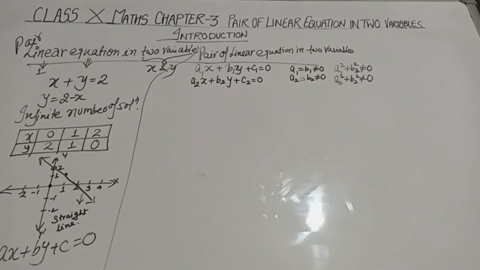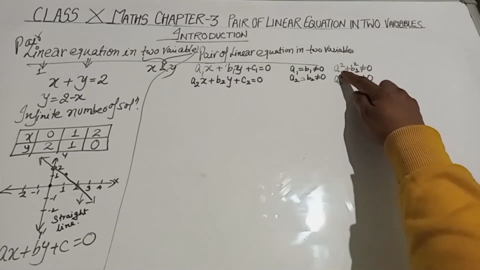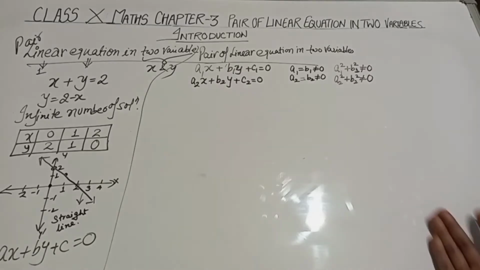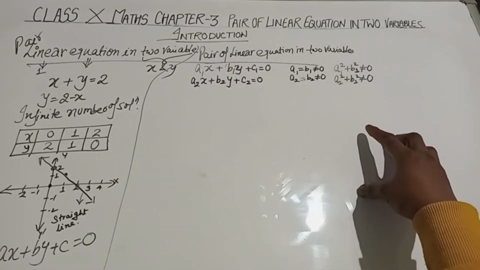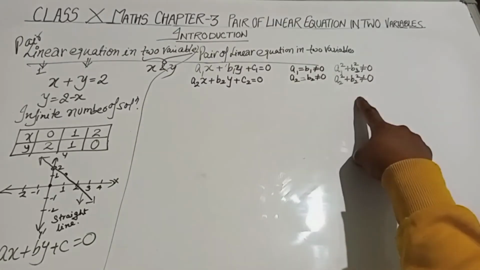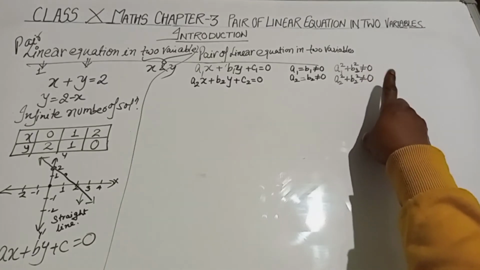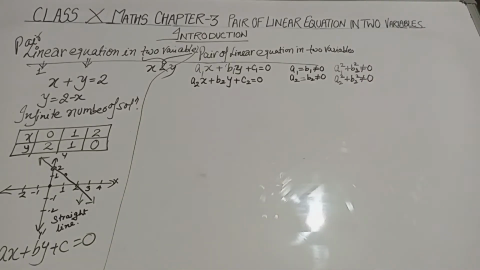But a1 and b1 are simultaneously not 0, and a1 squared plus b1 squared is not equal to 0. If a1 is 0 and b1 is 0, then it is 0. But the condition for this linear equation in two variables is that a1 squared plus b1 squared is not equal to 0. So in class 10th we have studied pair of linear equations in two variables.